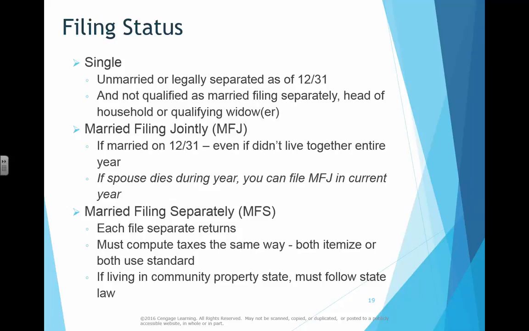Okay, filing status. There's 5 categories. You're single, you're married filing jointly, you're married filing separately, head of household, or you're a qualifying widow or widower. Single's pretty straightforward. It's what you are at midnight on 12/31. You get married on 12/31, you're married. You get divorced on 12/31, you're single.